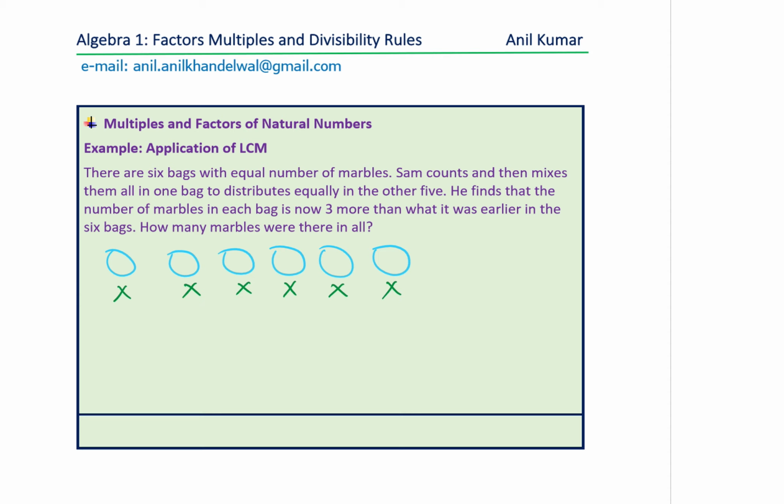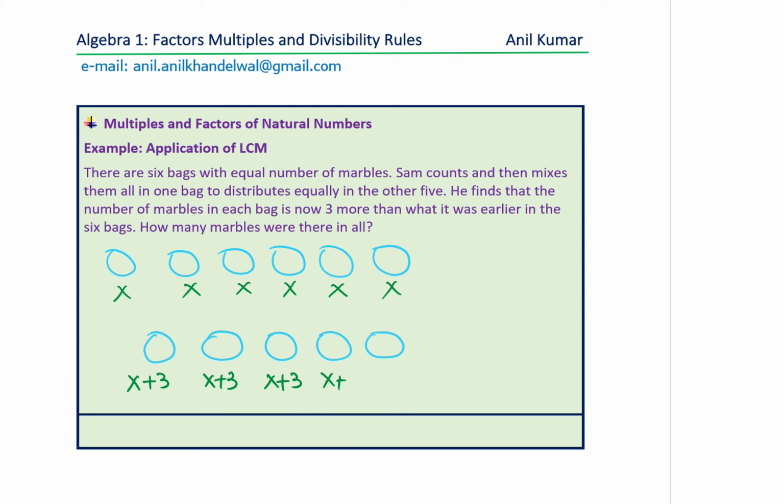And what was done to this? They were all mixed up and replaced into 5 bags. 1, 2, 3, 4, and 5. Correct. And in these 5 bags, because the bags are only 5, not 6, more marbles can be there in each bag. Okay. And how much more? They say 3 more. So x plus 3, x plus 3. That is what the situation is.